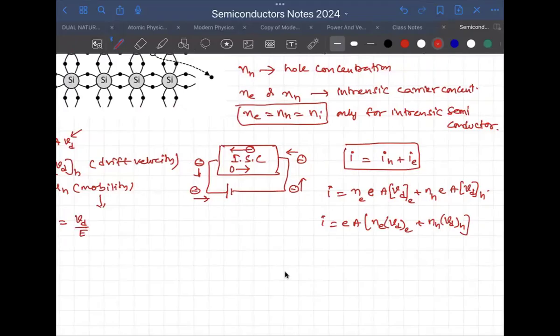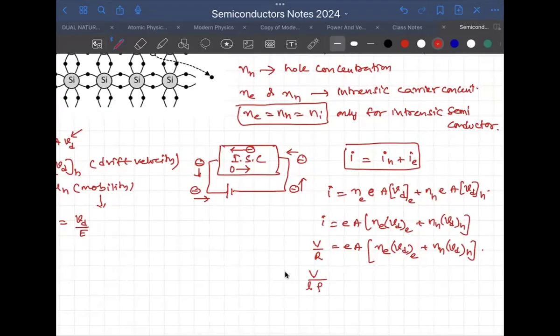So current is voltage by resistance. eA times (N_e V_De plus N_h V_Dh). So with this, you can write the resistance, assuming a normal conductor type situation. Resistance is length into resistivity into cross-sectional area, where R is rho L by A.